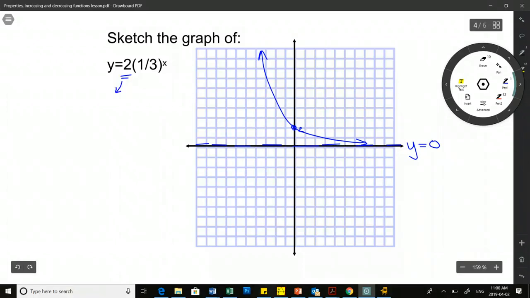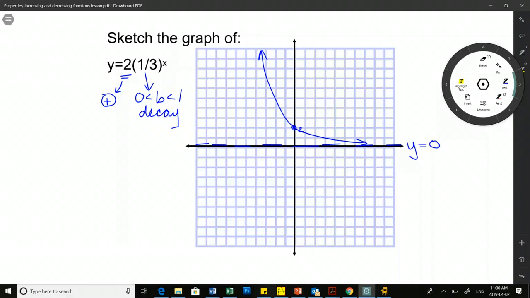Okay, so we know positive means above the asymptote, and this is between 0 and 1, so it's decay. Good? So if I ask you for a really basic sketch, you'll plot your y-intercept for me, show me where the asymptote is, and then show me the shape that the graph takes on. If I ask you for a full graph with transformations, then you'll use a few more points. Any questions for this one?